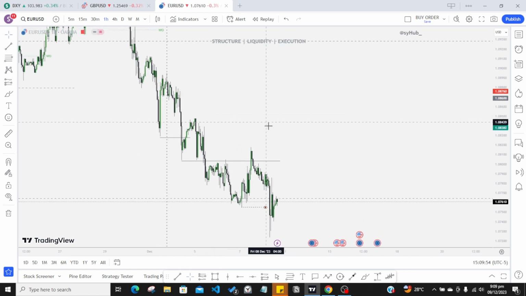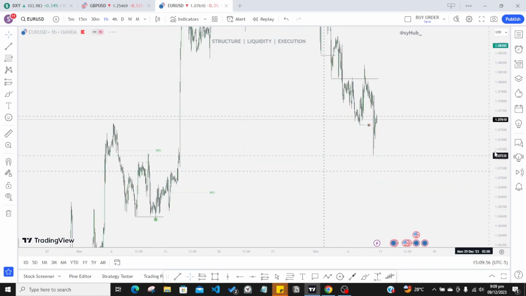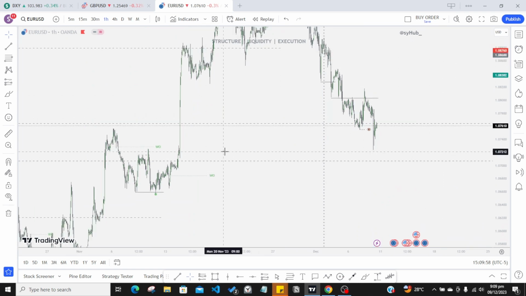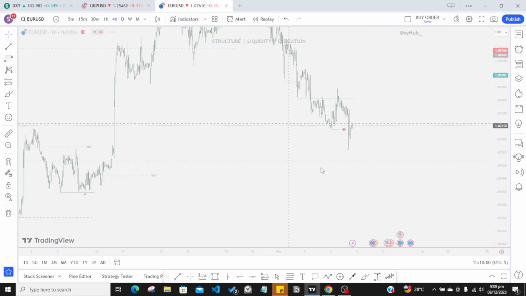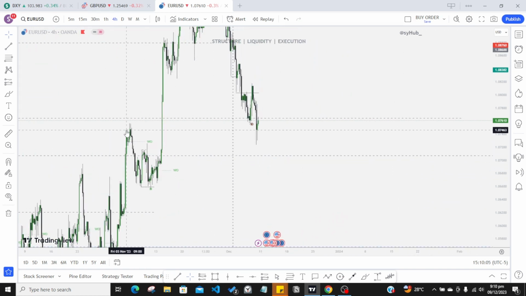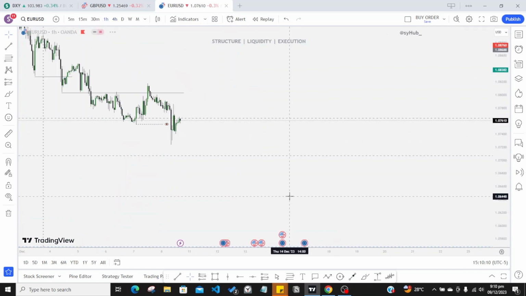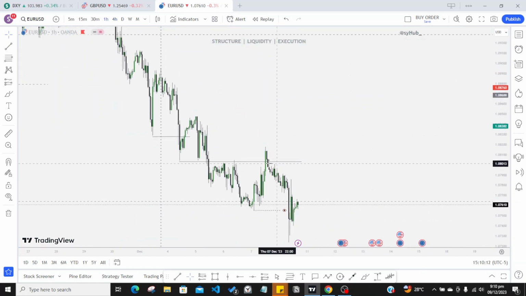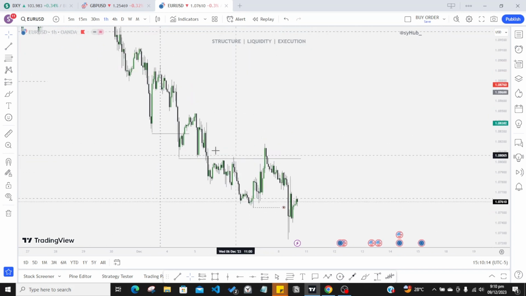So knowing this, what was your draw on liquidity, or what was your target? This was ultimately your target for the week, which price has fulfilled here. So watching this, after you've seen Monday open, broke this low, continue making lower lows, you would have just been looking for opportunity to take a sell trade targeting that liquidity here.